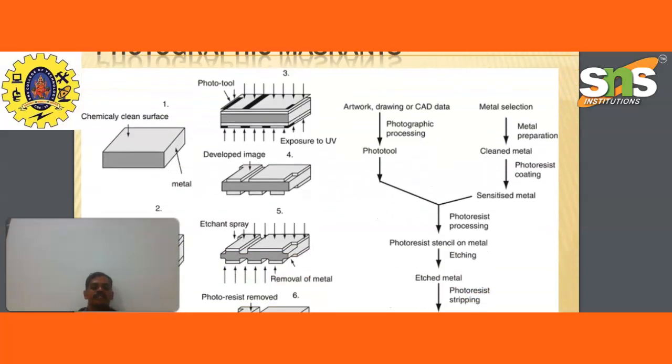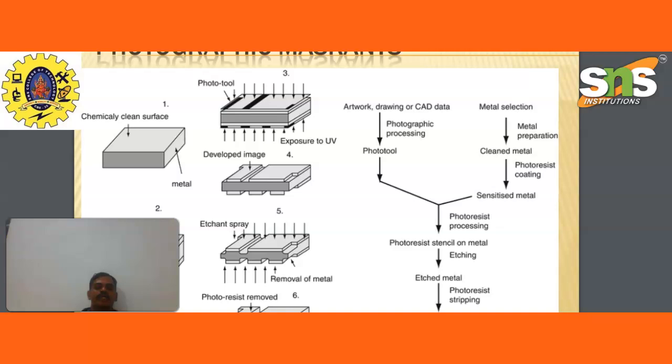Chemically cleaning the surface. First, remove the dirt and particles on the top of the surface. Next one is the metal. Second one is coated with photoresist. Third one is the photo tool. Fifth one is the etchant spray, the developed image exposed to UV through photo tools.